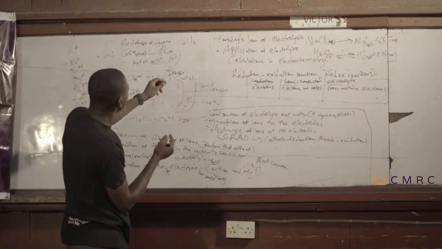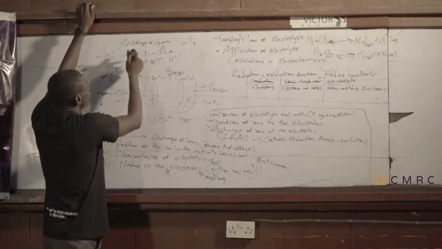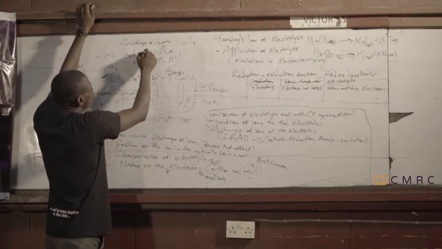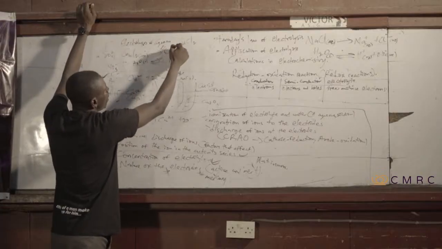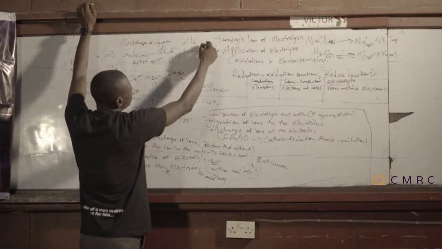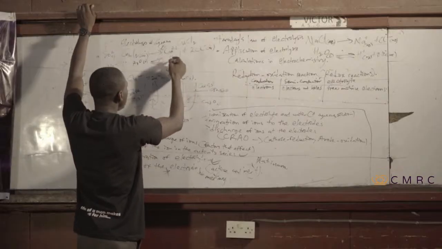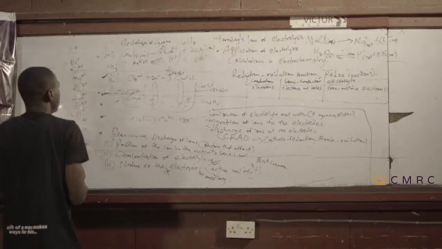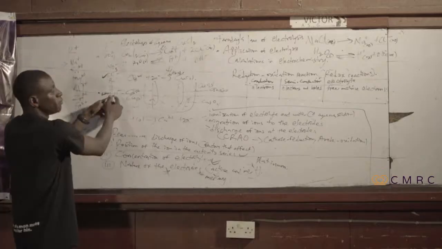So aqueous copper 2 chloride. Let's say this one is copper 2 chloride, CuCl2, aqueous. So this one will give you Cu2+ and 2Cl- aqueous. Now this one will be H+ and OH- because it's water. Now, what are we going to be getting? We'll be having a discharge of OH-, because it is lower.